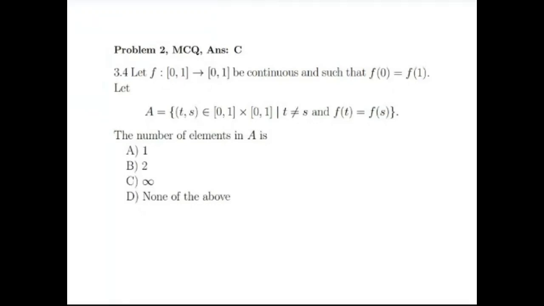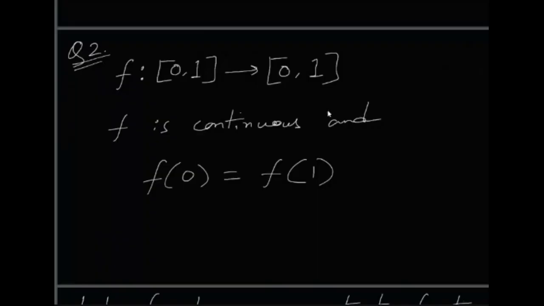So how do we approach this problem? It is a very easy problem. We can easily take a few examples and see, but again, I want to show a better way of solving it. So this is the solution I have made. f maps from [0,1] to [0,1], f is continuous, and f(0) equals f(1).